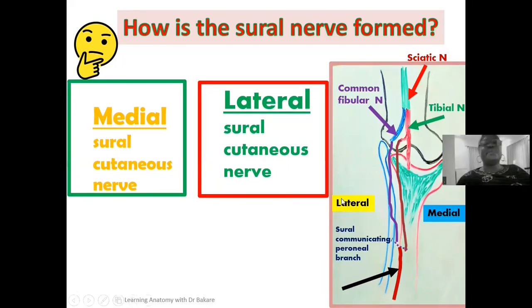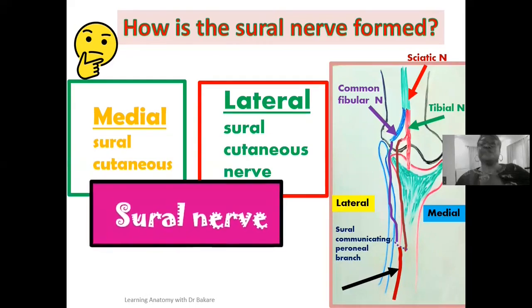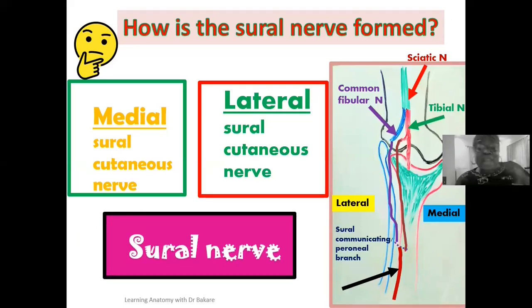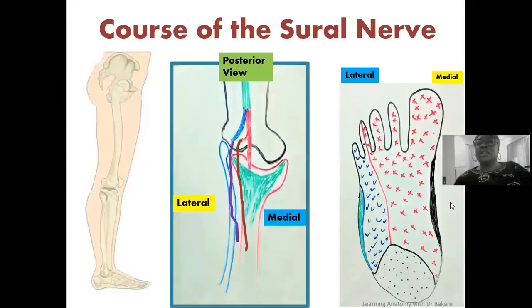So you see the medial sural cutaneous nerve and the lateral sural cutaneous nerve, which are, of course, the two roots of the sural nerve. And these two roots will then come together to form the sural nerve. So this is how we have the formation of the sural nerve. So let's drive further to see the course of the sural nerve.